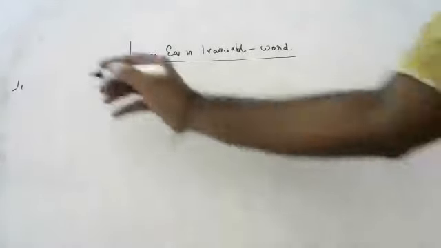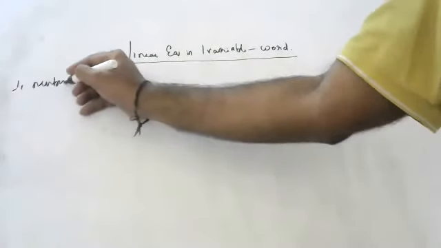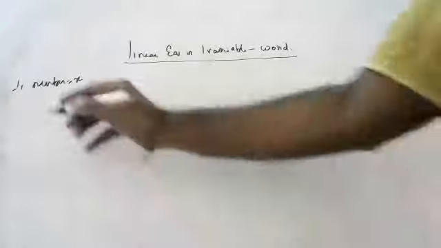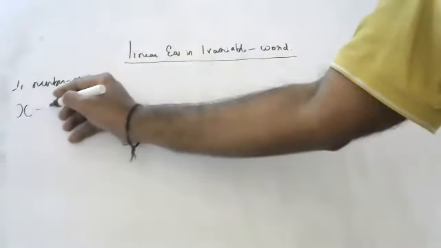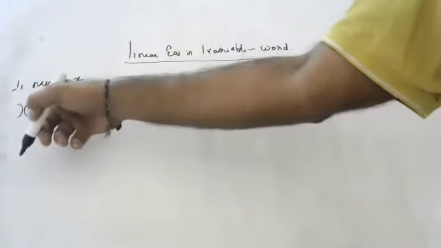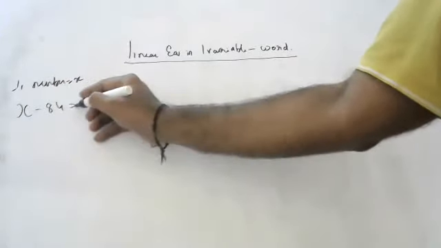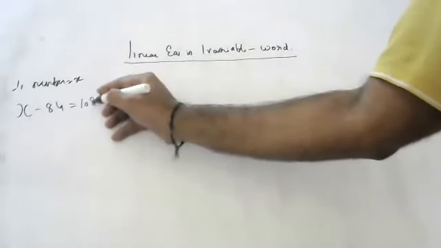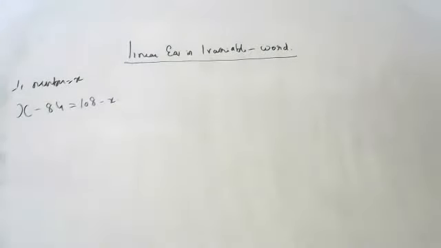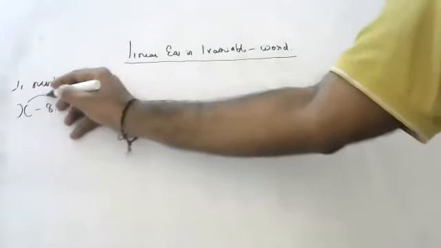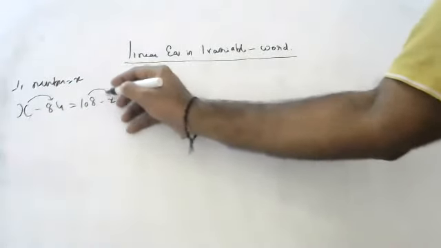First question is like this. A number is such that, let the number be x. A number is such that it is as much greater than 84 as it is less than 108. See, it is as much greater than 84 as it is less than 108. Okay, children? This number is greater than 84 by the same amount that it is less than 108.